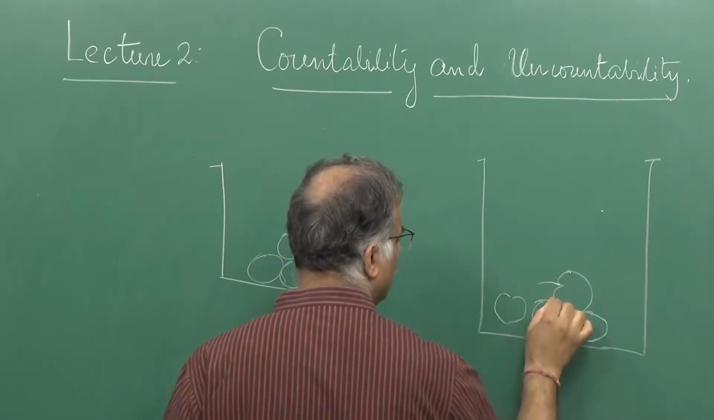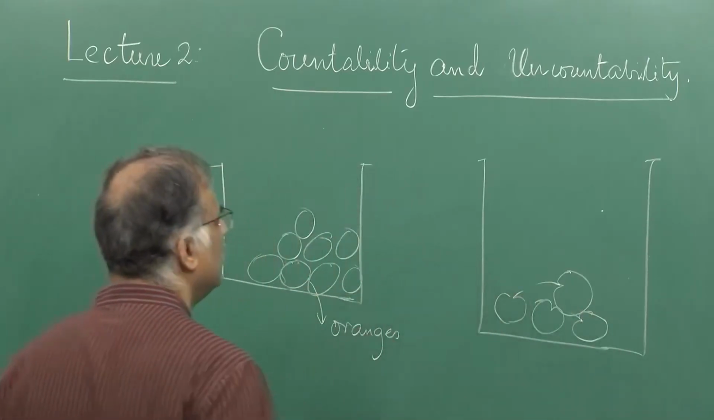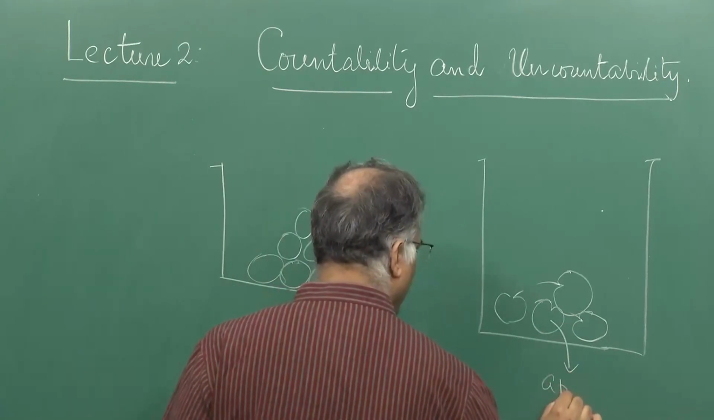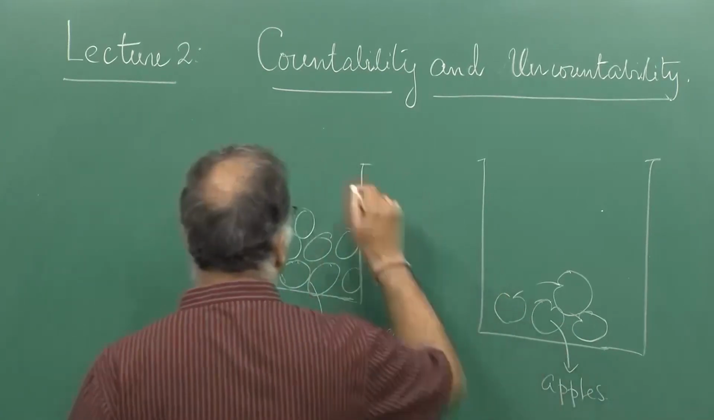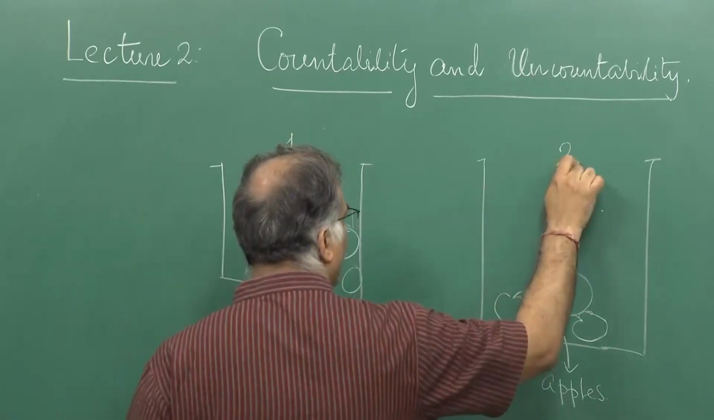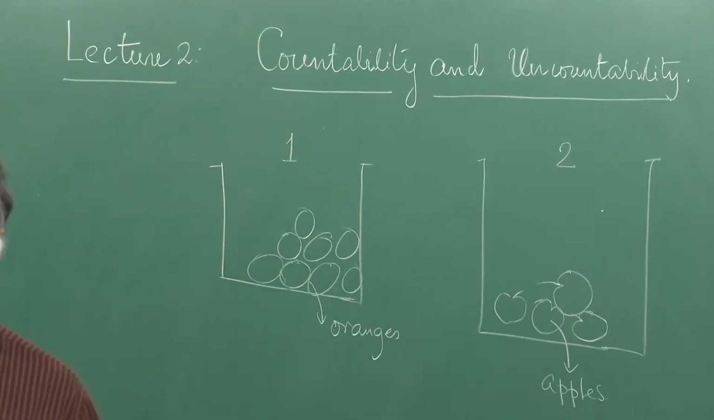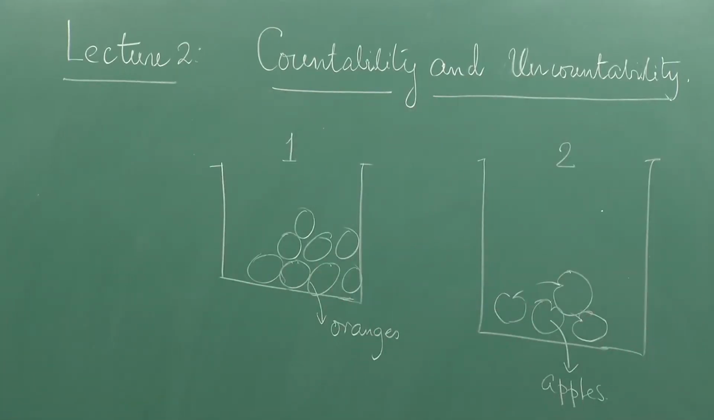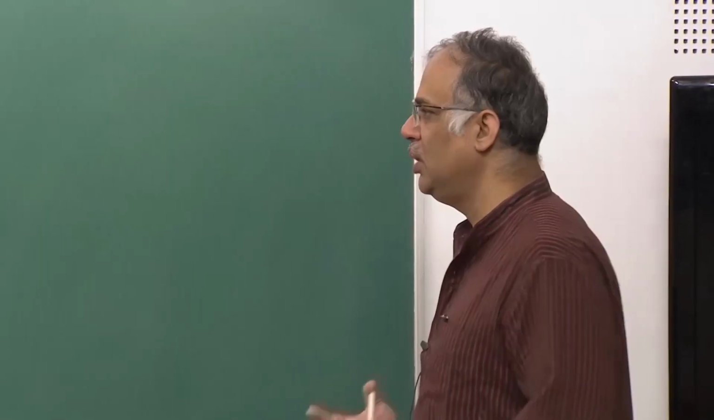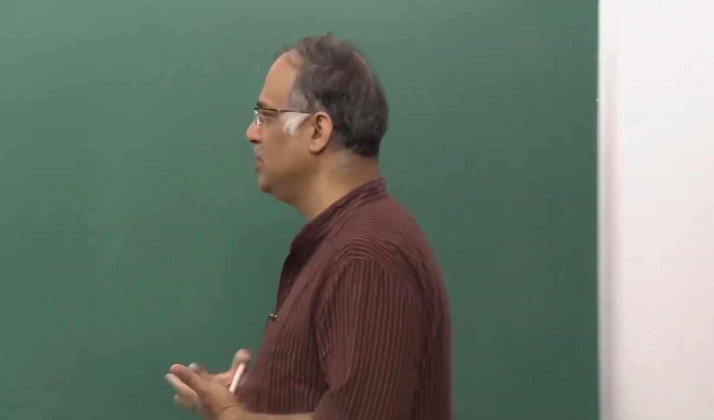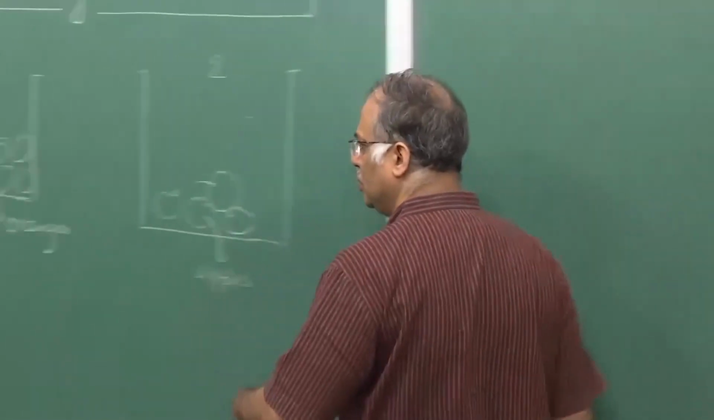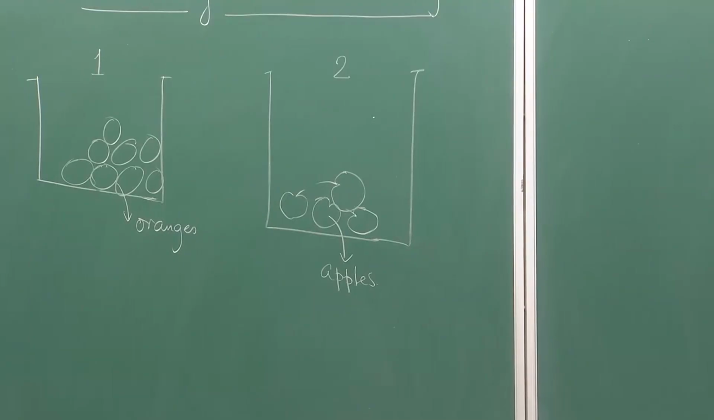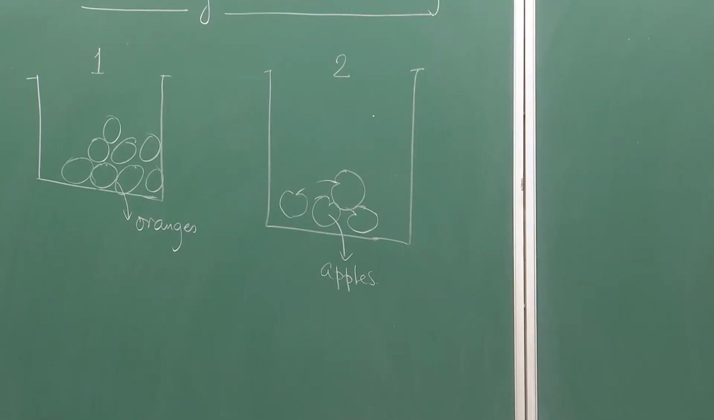Don't take the drawing so seriously. So here are apples. This is crate 1 and this is crate 2. Which one has more fruits, crate 1 or crate 2? Here, obviously, from the drawing it is clear. But suppose you do not know how to count, you have no idea about the numbers 1, 2, 3, 4. How do you know which has more fruits and which has fewer? Whether you have more oranges than apples, or apples than oranges, or are they equal?